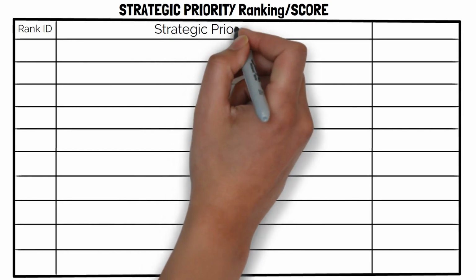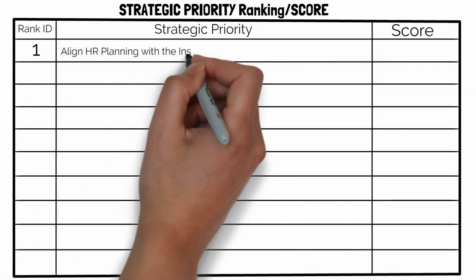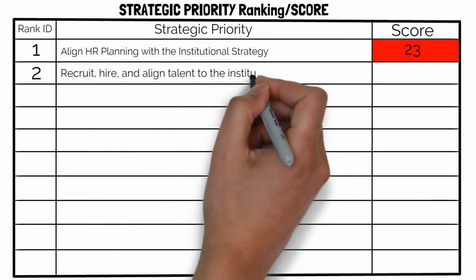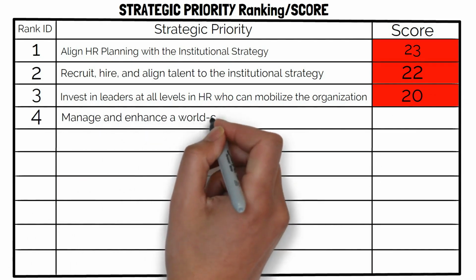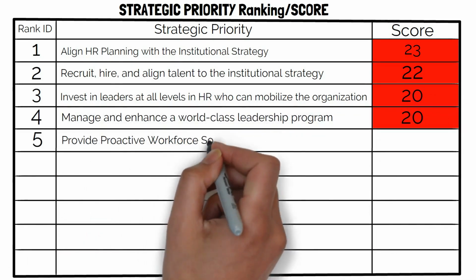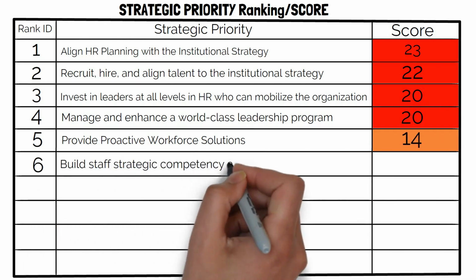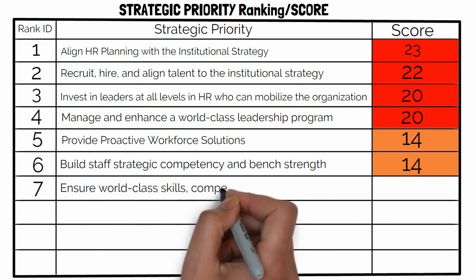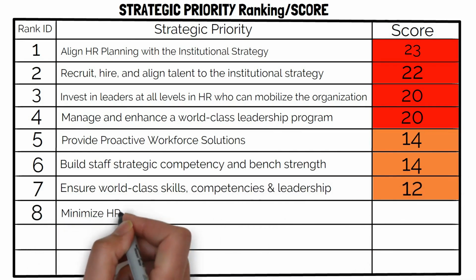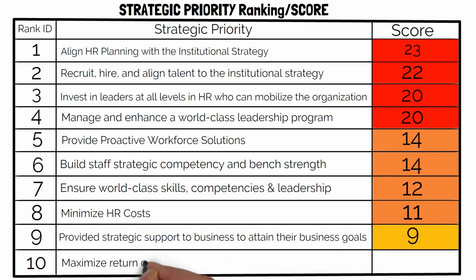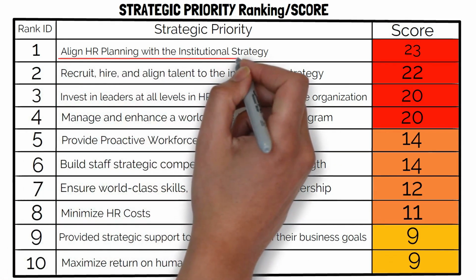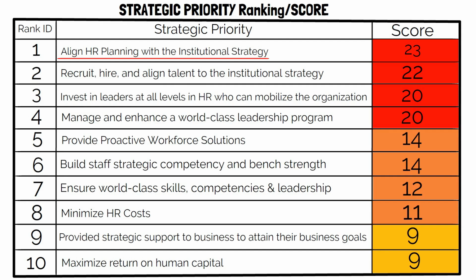The next step in this process is to take the identified strategic priorities, write them on a strategic priority ranking score sheet, and begin scoring them. On this sheet, I have identified 10 strategic objectives from top to bottom with the risk score to the right. I have already done the work on this sheet, and I organized the priorities from the highest risk to the lowest risk. As you can see at the top of the sheet, red is ranked 23, 22, 20, and 20. These are risk scores that I gave to the strategic objective based on the likelihood of the risk occurring. For example, I gave the objective align HR planning with the institutional strategy a high score because bureaucratic organizations are challenging to change their behavior to attempt something new.